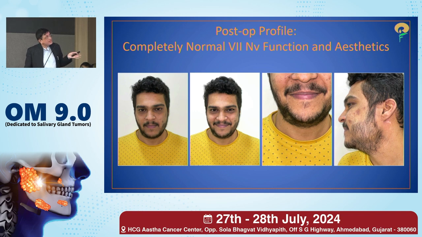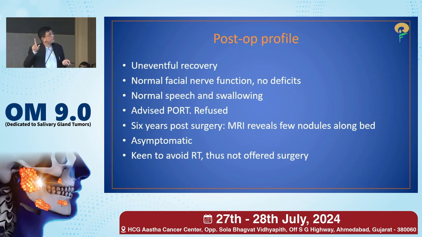He had a complete recovery. He went back to work. He was absolutely fine, but he refused radiotherapy. Now, normal facial nerve, no deficits, normal. He refused post-op radiation. 6 years post-surgery, I'm seeing a few nodules in the surgical bed. He's asymptomatic. He's still keen to avoid RT, and thus he hasn't been offered any further corrective surgery. But this is the story of spillage.